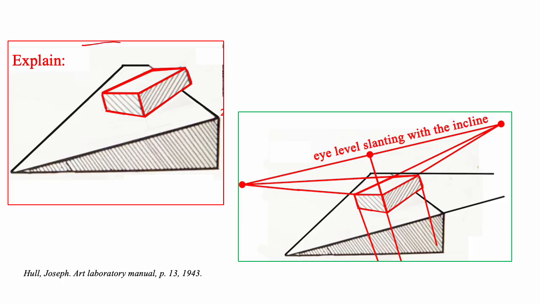How would you draw a box on an incline? Well, the easy way is to draw an eye level that slants with the incline, so it's parallel to the incline, and then just draw a 2-point perspective box. Now, the other question is, if you want a third vanishing point, would you go down perpendicular to this eye level as you normally would in 3-point perspective, or would you use a vanishing point vertically below to emphasize gravity?